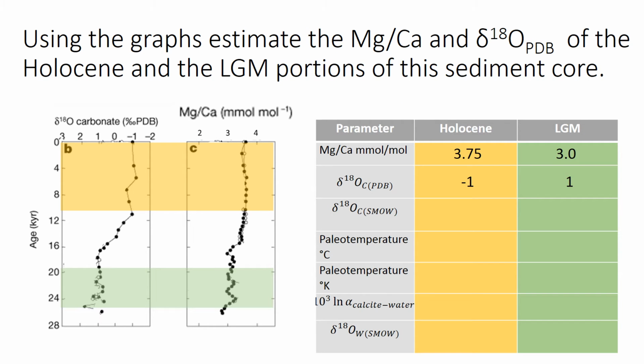So this is the plug and chug part of the practical, where you're basically asked to choose some values for the element ratio and the isotopic compositions based on these graphs.